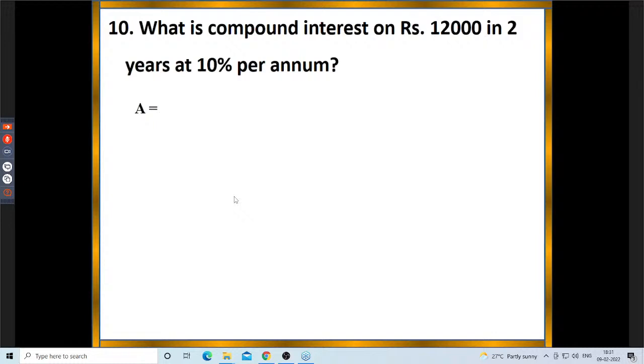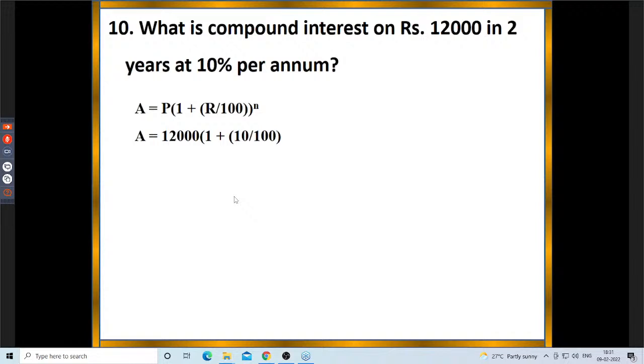So what exactly is given? Always we have to calculate the interest on a sum, but we have the formula that A is equal to P into (1 plus R by 100) whole power N. If they do not mention anything, whether it is half yearly or quarterly, here the P value is 12,000, the number of years is 2, and the R value, the rate of interest, is 10. That is the way we have to find the amount.